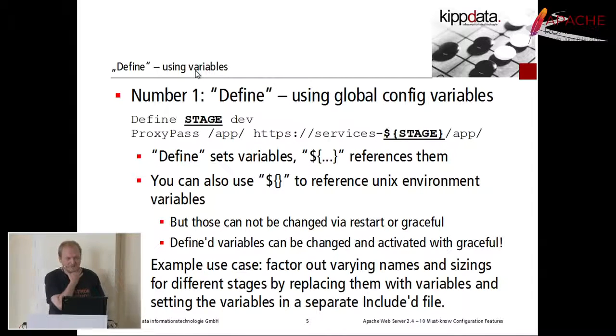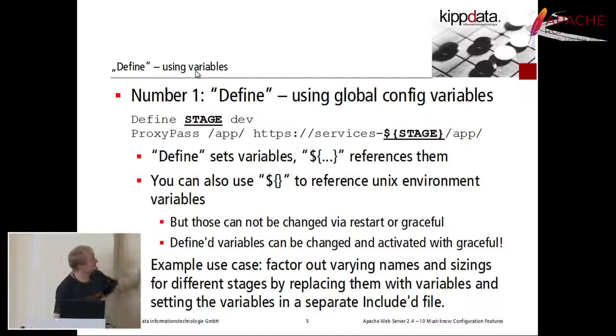So first, number one, define. Define defines global config variables. Many of you will use, for instance, ModRewrite to define request environment variables. Those are per request variables. Define defines global variables that are configured for all of the runtime of the server.